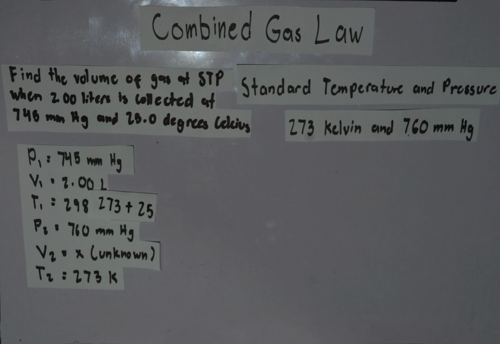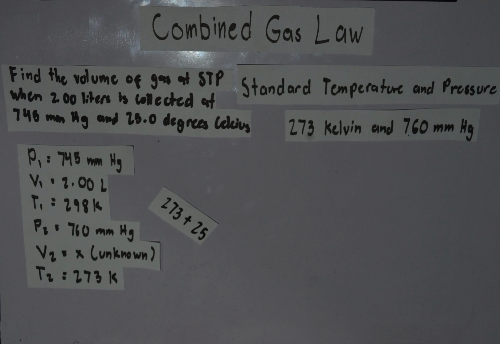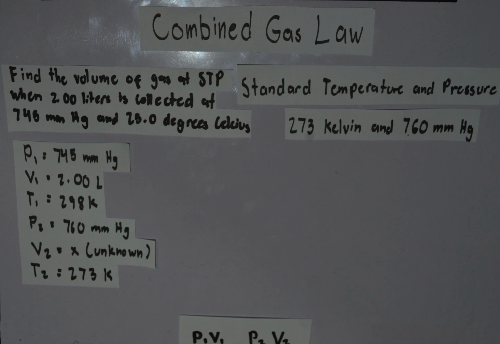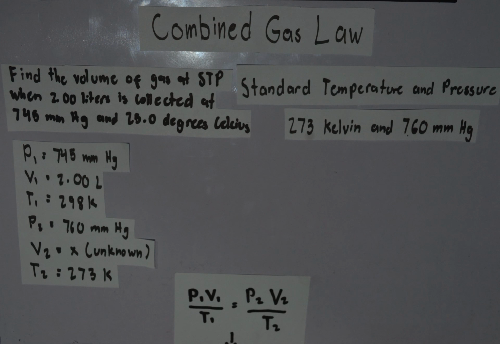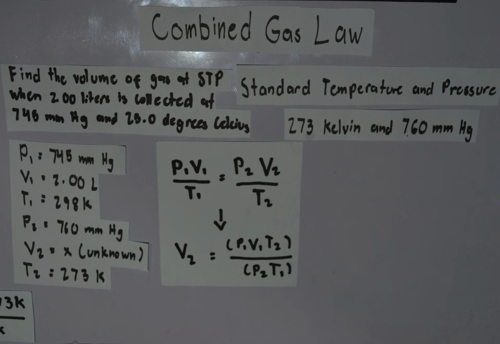Example: find the volume of a gas at STP when 2 liters is collected at 745 millimeters of mercury and 25 degrees Celsius. The given variables were the initial pressure of 745 millimeters of mercury, the initial volume of 2 liters, initial temperature of 298.15 Kelvin, the final pressure of 760 millimeters of mercury, the final temperature of 273.15 Kelvin, and the unknown variable is the final volume.